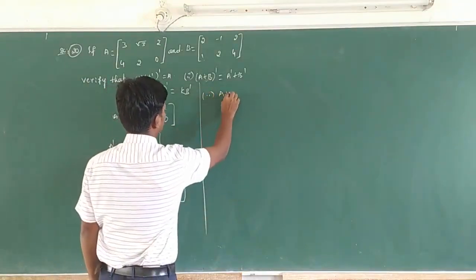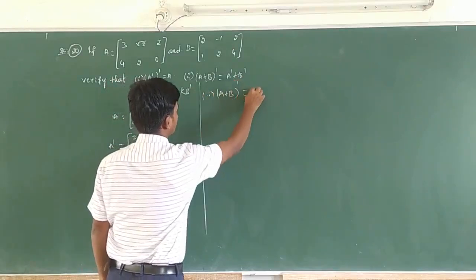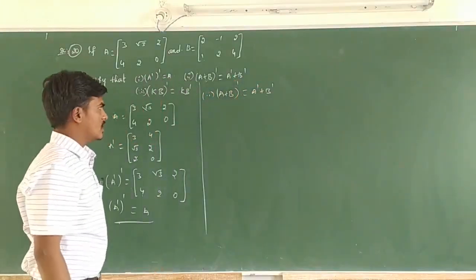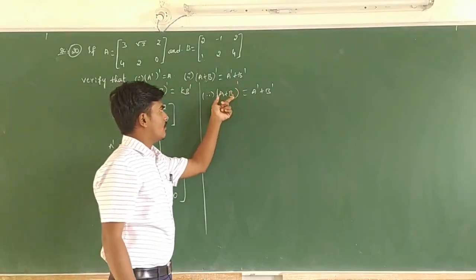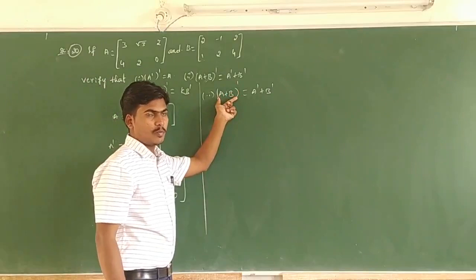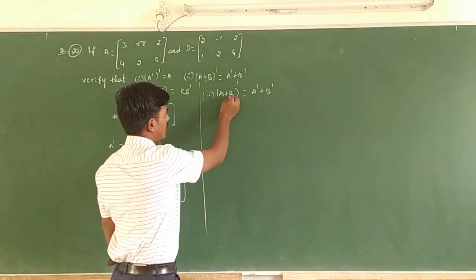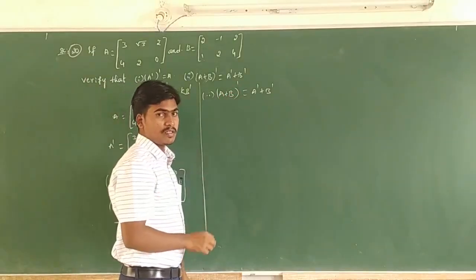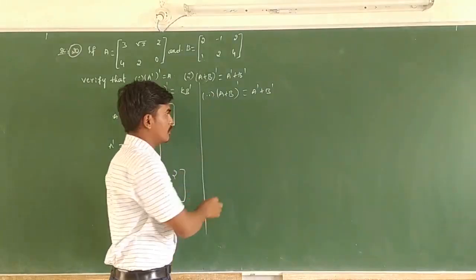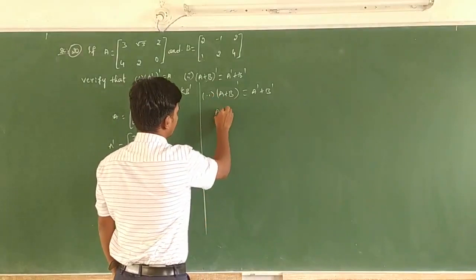A plus B whole transpose is equal to A transpose plus B transpose. We have to prove this. First, the transpose of the addition of any two matrices. Here, first I add matrix A and matrix B. After that, I apply the transpose operation to that matrix. Matrix A and B are given.